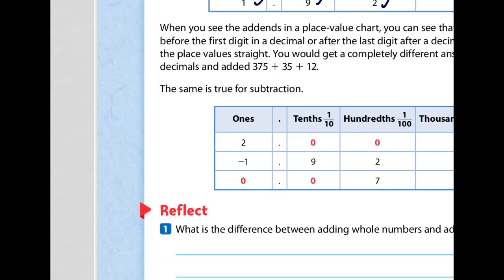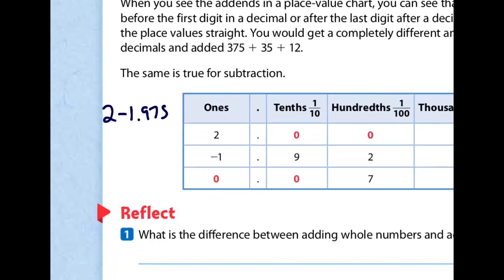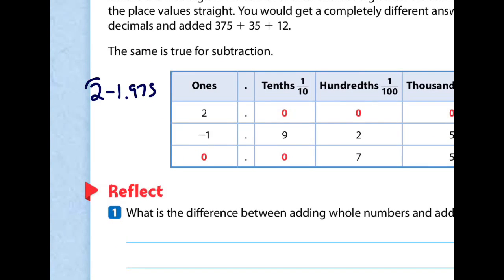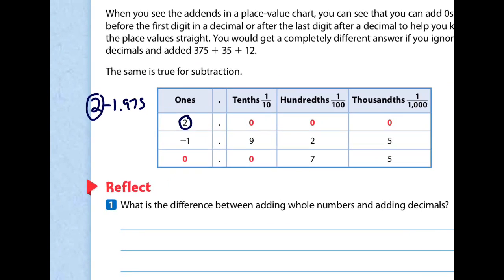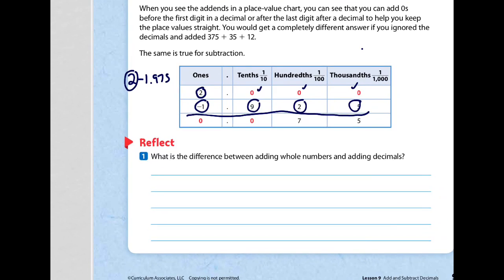So remember in our problem when we had to do 2 minus 1.975. So remember, since it's 2 ones, it goes in the ones place, and then you fill in zeros in the decimal places. Minus 1.925. Okay? So, do you have to do a place value chart? No, but it helps you keep everything lined up.